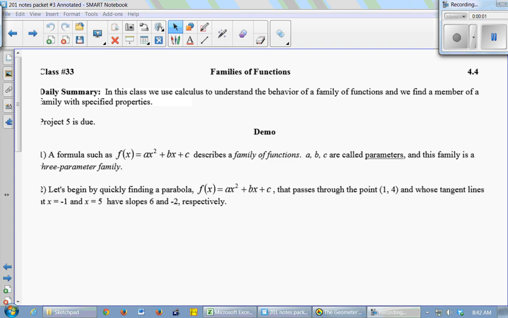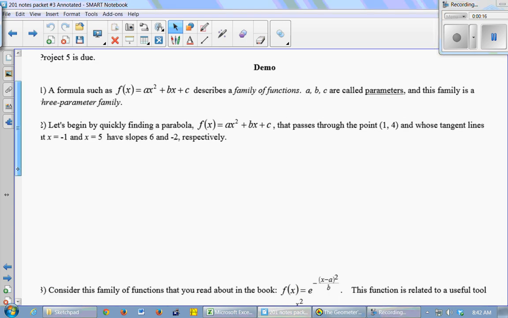In this class, we're going to use calculus to understand the behavior of a family of functions, and we'll be able to find a member of a family given some specified properties. A formula such as f of x equals ax squared plus bx plus c describes a family of functions. All the functions that look like that, where you put in numbers for a, b, and c, that's a whole family of functions, and we call a, b, and c parameters. So this family is a 3-parameter family because there's 3 parameters.